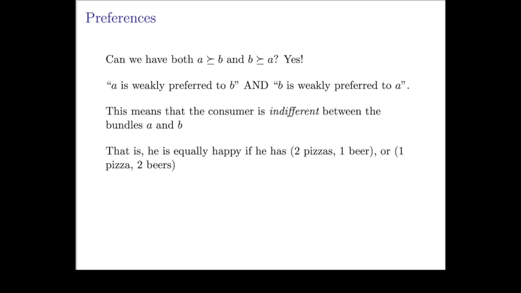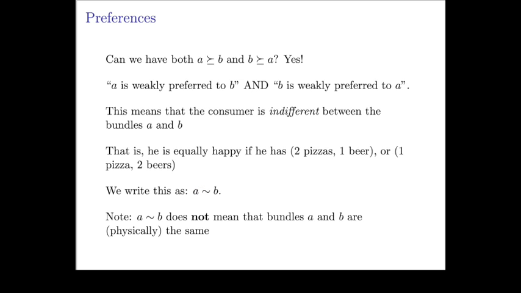So he's equally happy consuming the bundle 2-1 and the bundle 1-2. Or going back to the example that we introduced earlier, if this good 1 were pizza and good 2 were beer, this would be saying that he's equally happy consuming 2 pizzas and 1 beer, or 1 pizza and 2 beers. We'll write this indifference symbol using this tilde. Note that A and B being indifferent does not mean that they're exactly the same bundle. It just means that the consumer is indifferent between them.